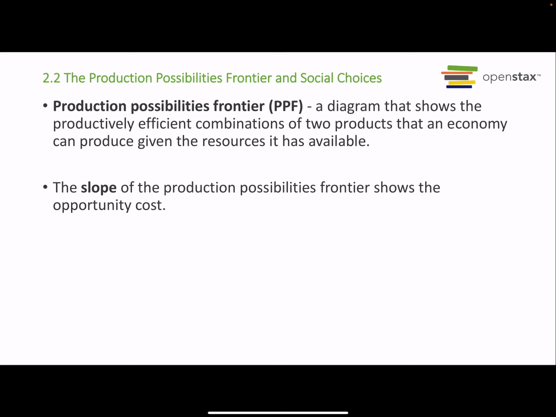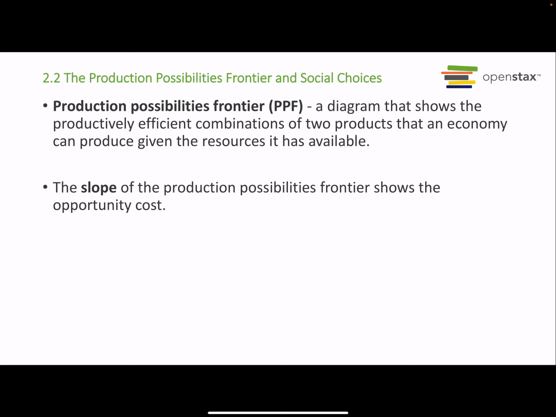Okay, so coming to our next model here in Unit 1, it's a very important one. Now we're going to look at the societal view of resource use and what is possible to produce. So we call this the Production Possibilities Frontier, or PPF, okay? And it's going to show different combinations of two products that our economy can produce given the resources that we have currently available. The slope of the line is going to show the idea of opportunity cost, right? What do I have to give up?